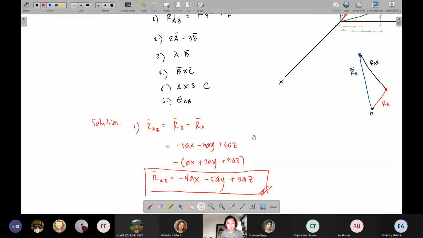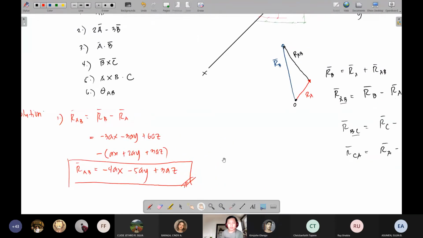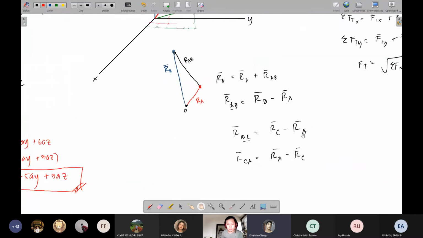Any questions? None so far, sir. Okay. RBC is equal to RC minus RB. Very good. So, you have RB. The vector from B to C would be C minus B. The vector from C to A would be A minus C. Okay?